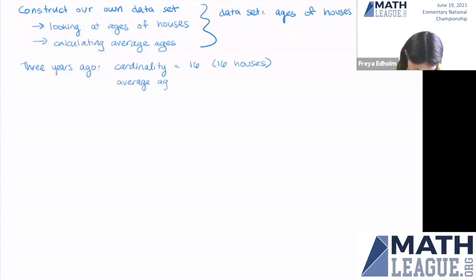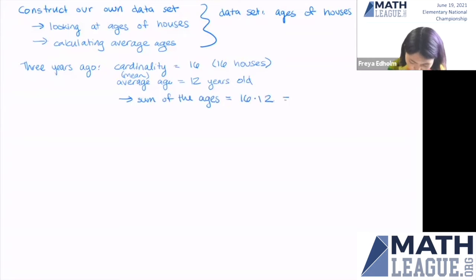Yeah, good idea. There's so much to keep track of and it's so easy to get lost in these problems. And remember, this average is our mean. That means that the sum of the ages... if average is the sum divided by the cardinality, then we should multiply the cardinality by the average. So the sum of the ages of the houses is going to be equal to 16, which is our cardinality, times the average, 12, which is going to be equal to 192.